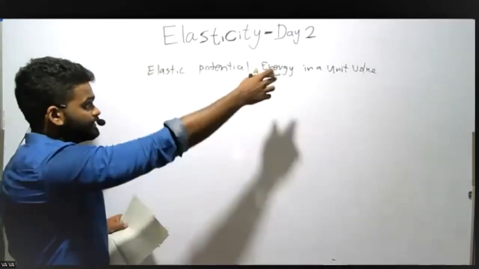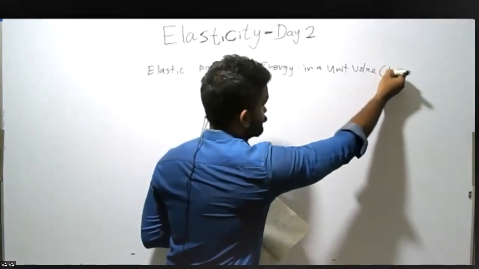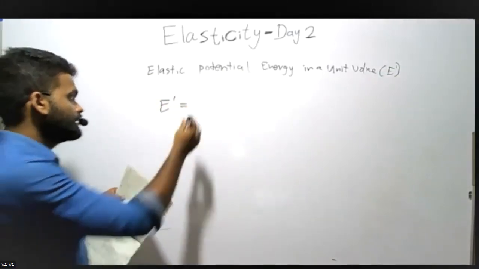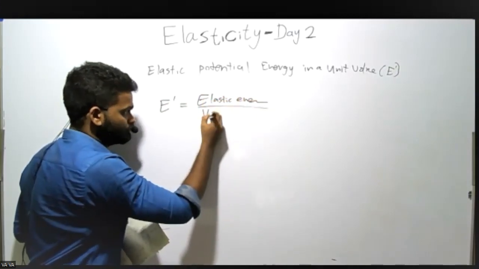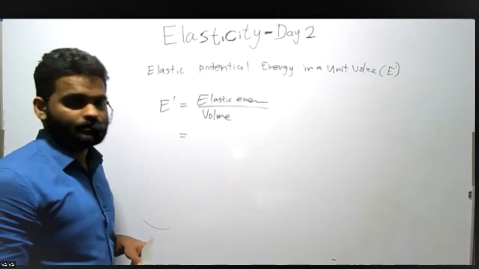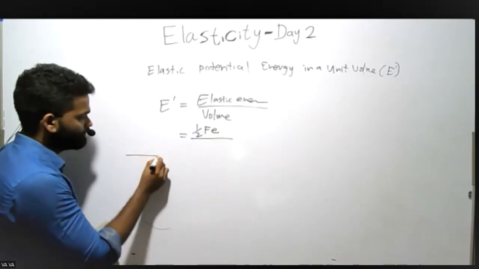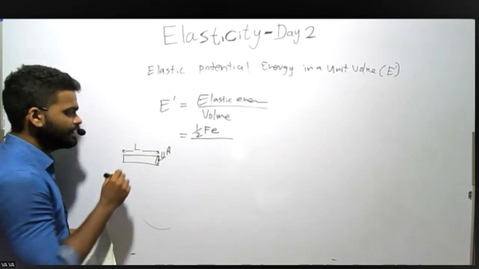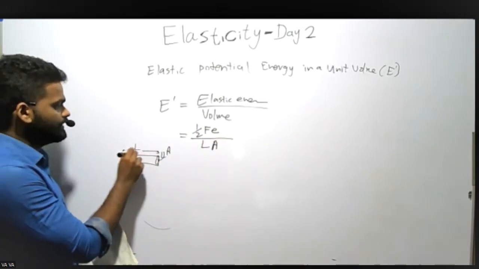So to find it, let's say this is E dash. That E dash is equal to what? Elastic energy divided by the volume of the wire. The elastic energy we found using this equation, half Fe. What is the volume of a wire or rod? Cross section is A, length is capital L. So the volume of a wire is L times the cross section.